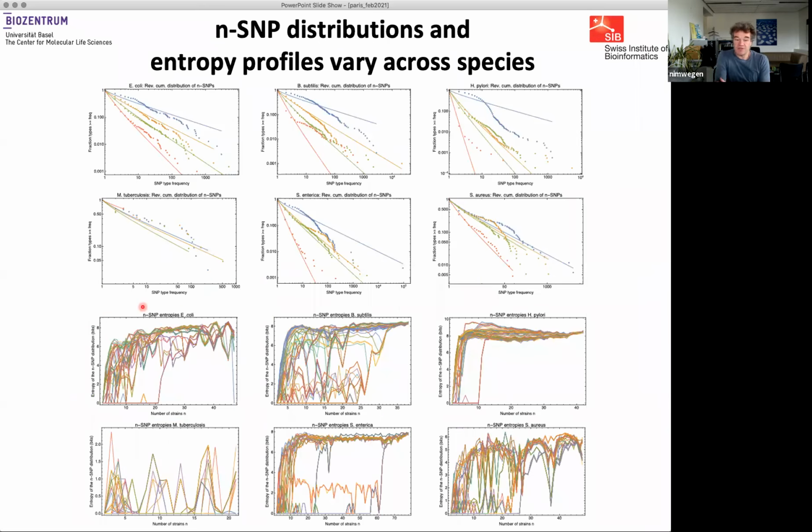This is just to show you that we find similar patterns across these different species that we looked at, but if you look at the details, both the exponents of these power law distributions, as well as the shapes of these entropy profiles, are different for each species. Okay, so these statistics encode something about the population structure, about who's exchanging DNA with whom.